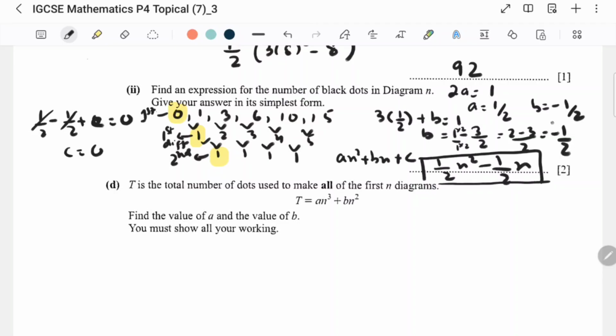Find the value of a and b. You must show your working. So T is equal to an cubed plus bn squared, so we cannot make it directly. So what do we do? We just go to the question again.